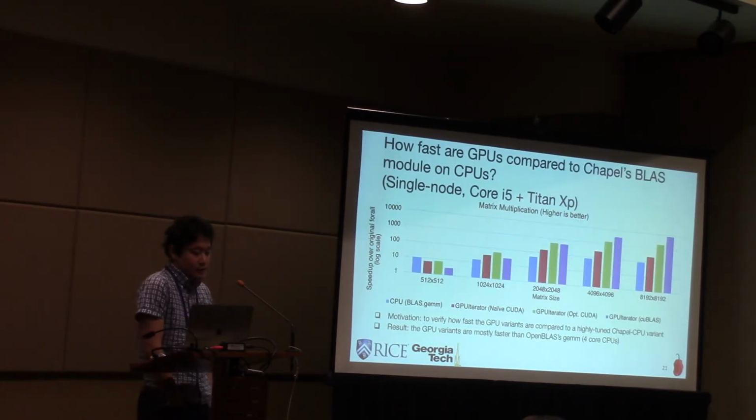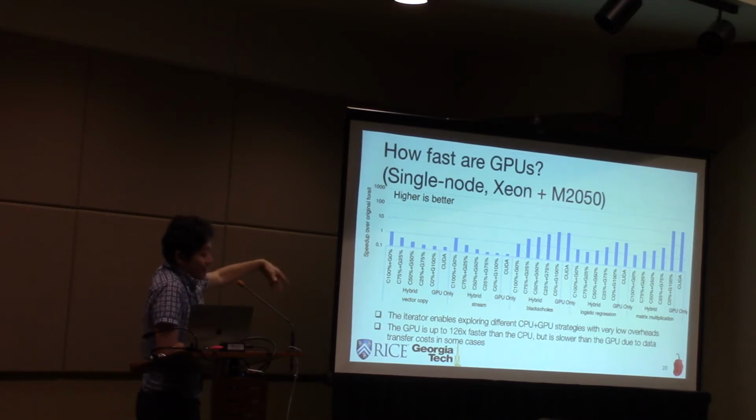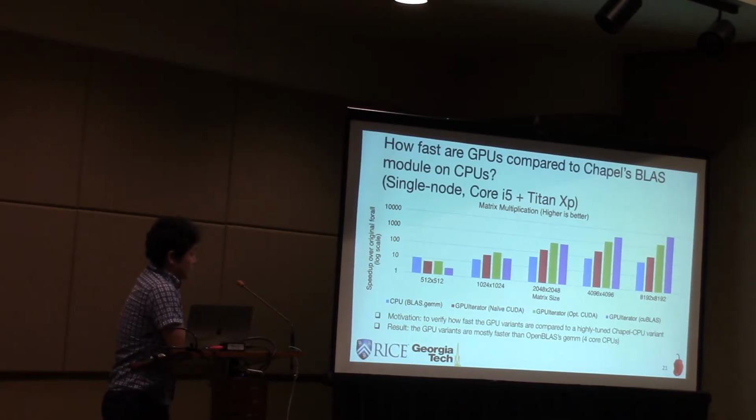Also, someone needs to know how good the GPU version is compared to a really optimized CPU version, because the original forall version I showed before is not really optimized. Maybe someone is really interested in what if we use a BLAS library for the Chapel part, and how much speedup we can get. So that's the result.